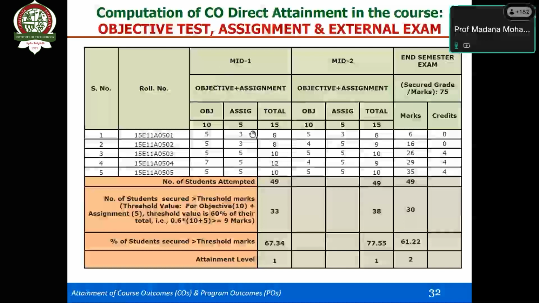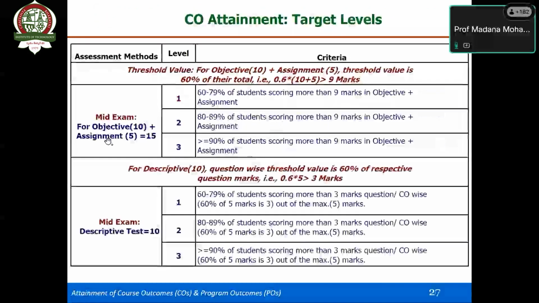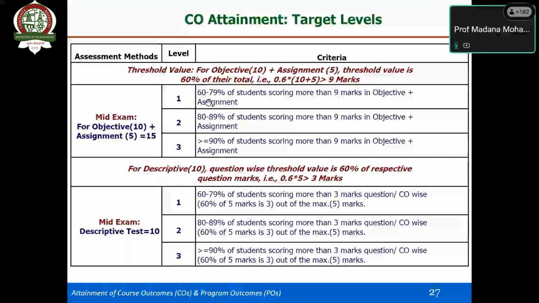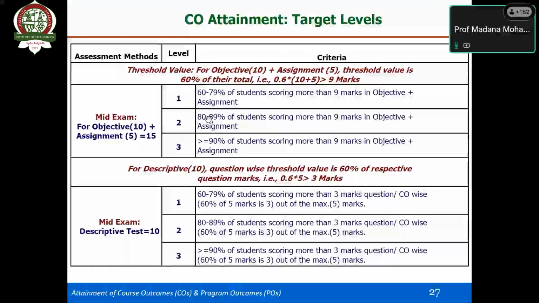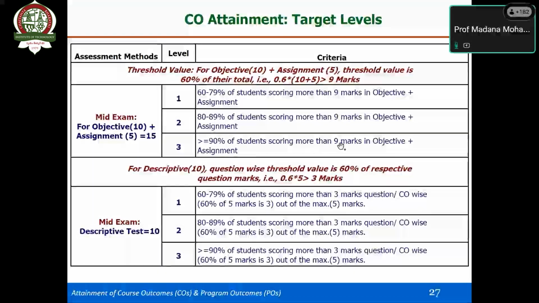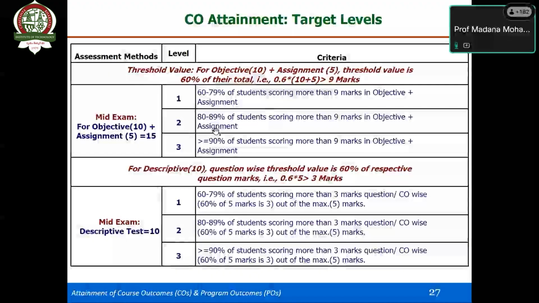So now here objective plus assignment, go and check the levels you set. Objective plus assignment together I have taken: 60 to 79% of students who score more than 9 marks in the combination, that is 10 plus 15, more than 9, level is 1. 80 to 89% of students who score greater than 9, level 2. Then 90% above students who score greater than 9, level 3. Now based on this, what is the percentage you are getting?